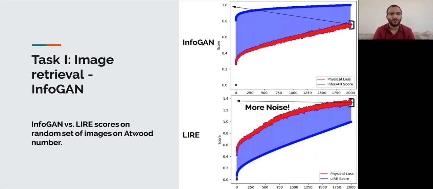As the red trend is thinner, there is less noise, and therefore the results have more physical sense. As one can notice, the red trend of InfoGAN is thinner than the red one of LEAR. This means that InfoGAN outperforms LEAR because of its learning capabilities.